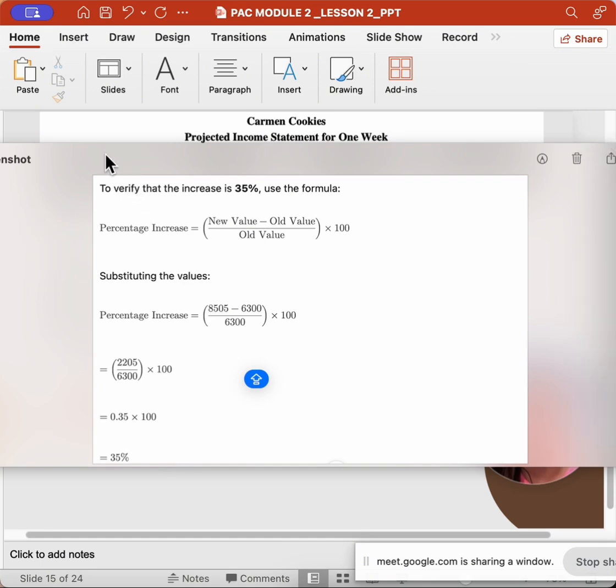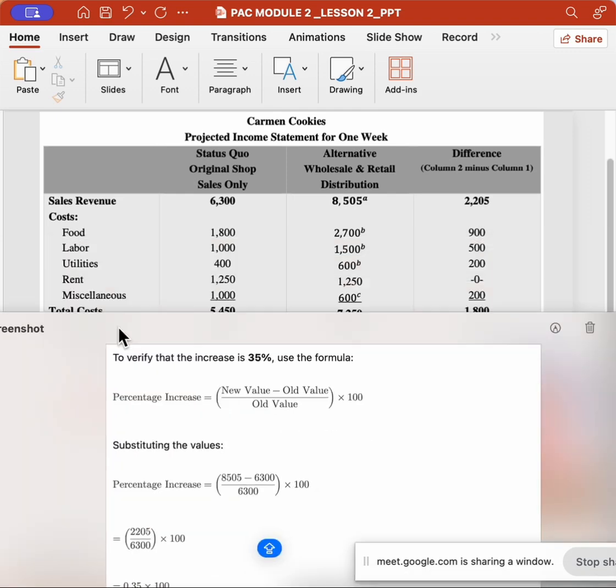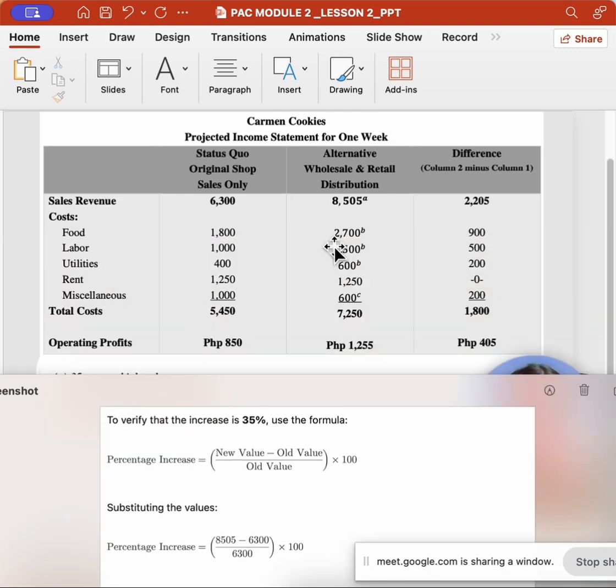The same way for letter B. We have 2,700 plus 1,500 plus 600. Let me check the total. That would be 4,000, I think. Let me check. 4,800. Then add 1,800 plus 1,000 plus 400, that would be 3,200.